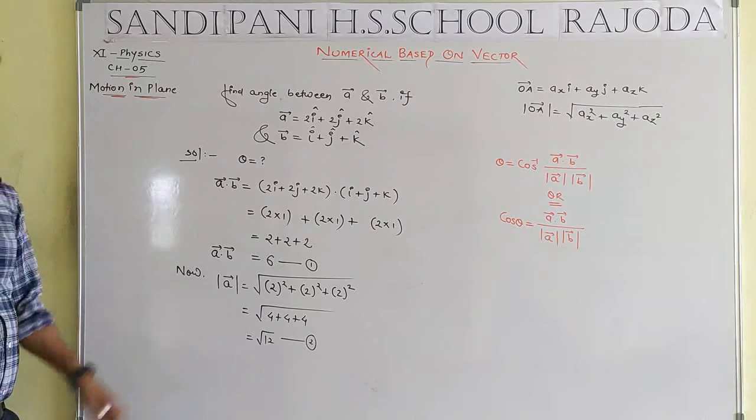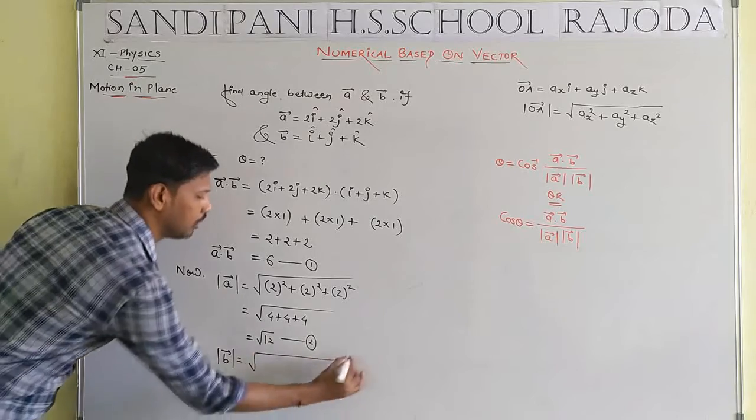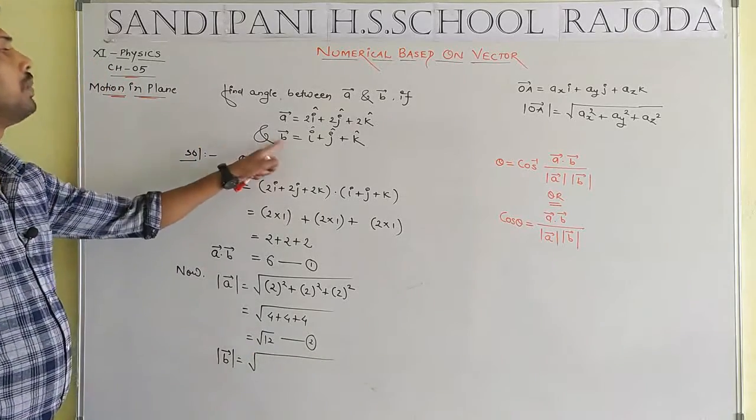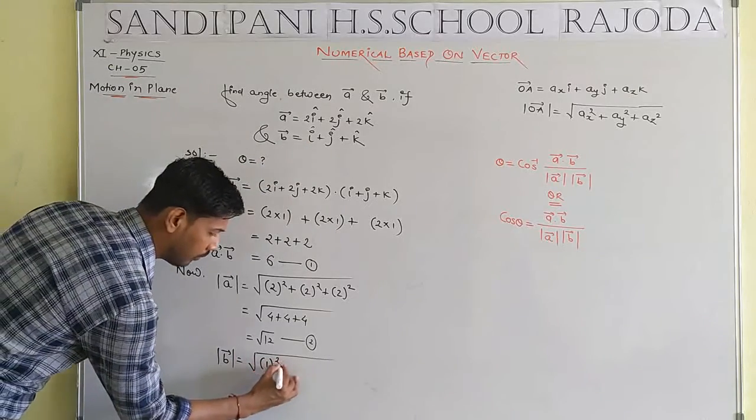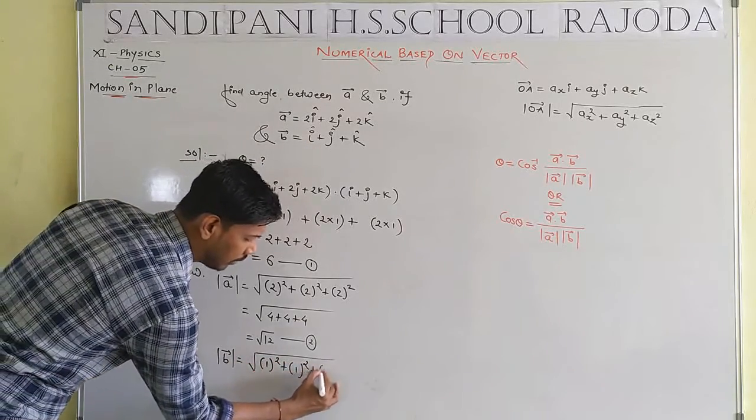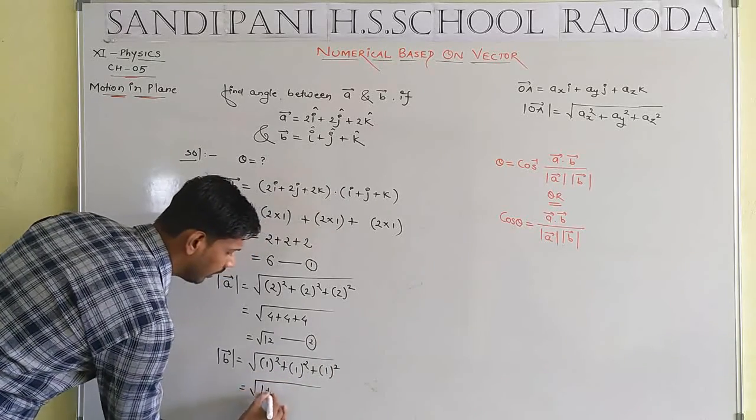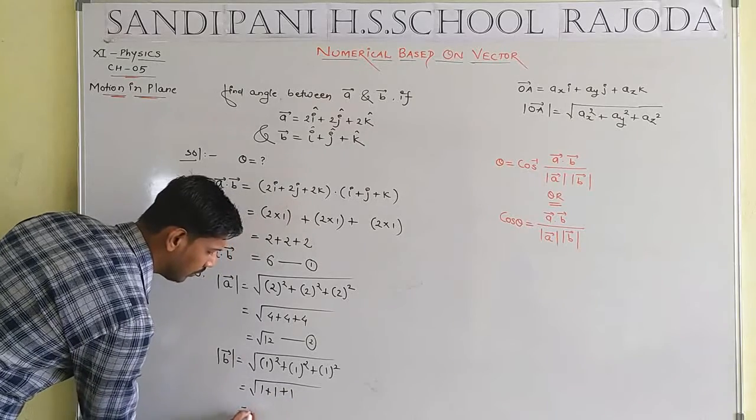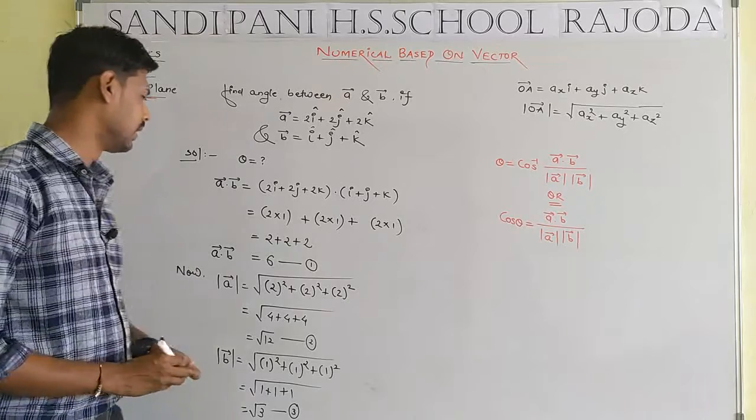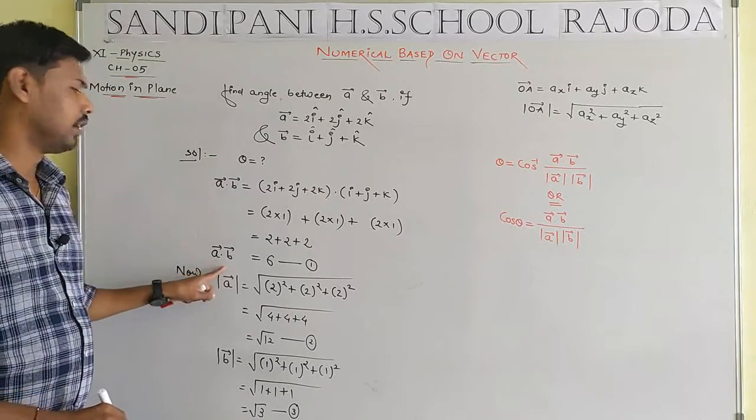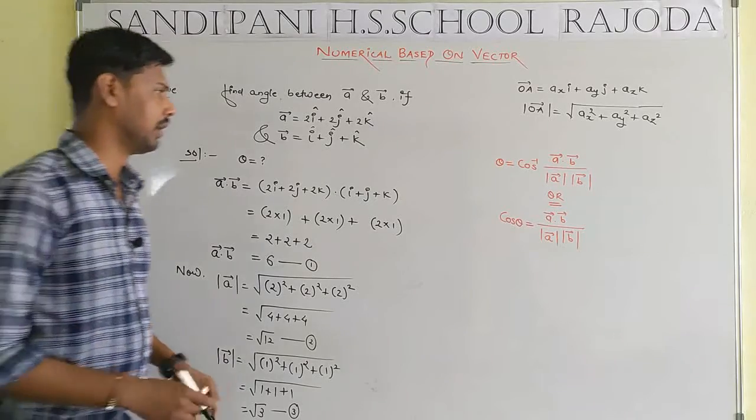We calculated mod A. Now it is time to find mod B. To find mod B, just focus on the equation of B. The coefficient of i is 1, and the coefficient of j and coefficient of k are also 1. So students, 1, 1, 1, and 1 plus 1 plus 1 is equal to root 3, equation number 3. Students, we got the value of A dot B, and we got the value of mod A and mod B.